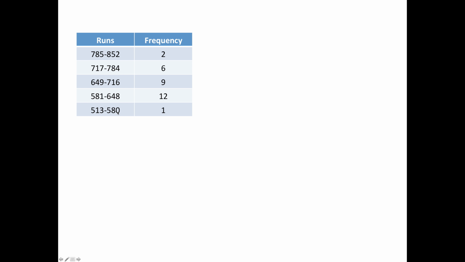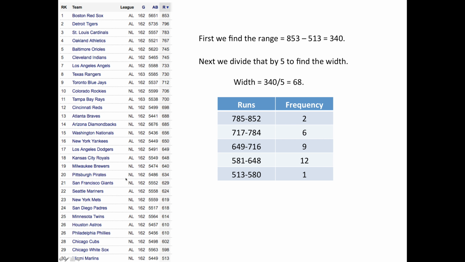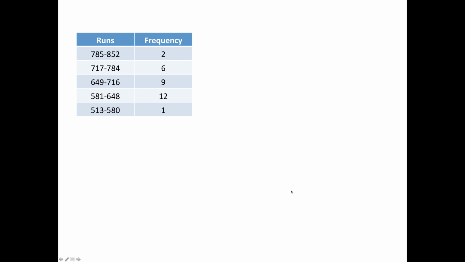And then the last part is just count. So you just go over and say how many are between 513 and 580. Miami Marlins all by themselves. And then the next category, you would just count, etc. And then at the end, you should make sure that this adds up to 30. Let me double check that it does. This would be 21, 22, plus 8 is 30. Excellent, 30 teams. All right, we're almost done.